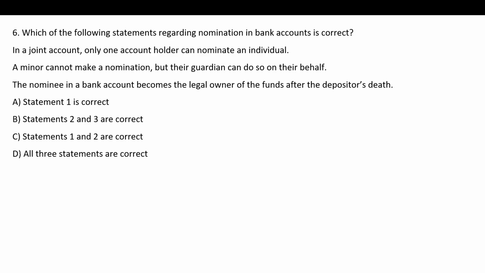Which of the following statements regarding nomination in bank account is correct? In a joint account, only one account holder can nominate an individual. So this is incorrect. A minor cannot make nomination, but their guardian can do so on their behalf. So this statement is correct. The nominee in a bank account becomes the legal owner of the fund after depositor's death. Again, this is not correct. So only statement 2 is correct.